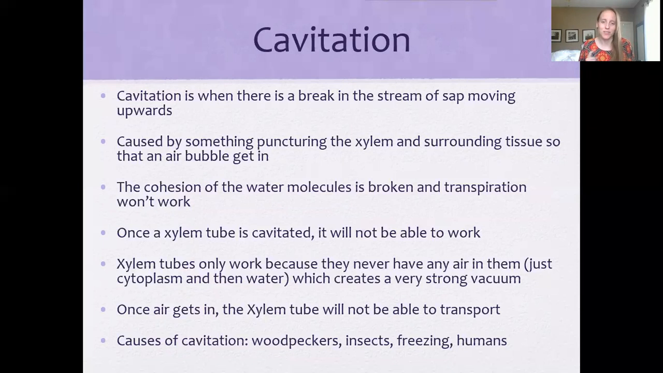The reason that this happens in trees is because of things like woodpeckers or insects that burrow into the tree, or just sometimes when the tree freezes with water inside, the water expands and can burst its own xylem tube. Or sometimes humans, like if you're tapping for sap or something like that, you can puncture a hole in your tree, or if you drill into the tree to put a hammock up or something. Luckily, trees do have lots of xylem tubes, so if a couple are cavitated and don't work anymore, the rest of them can still manage and still bring enough water up to the leaves.